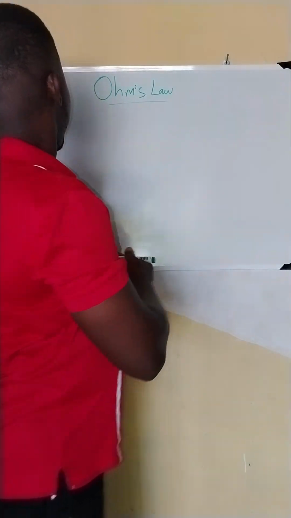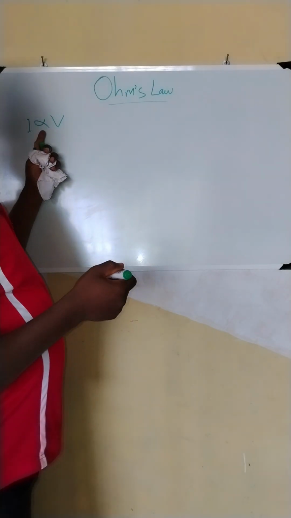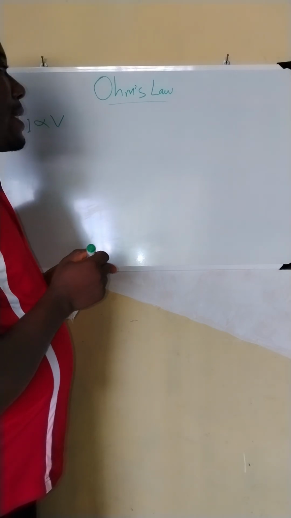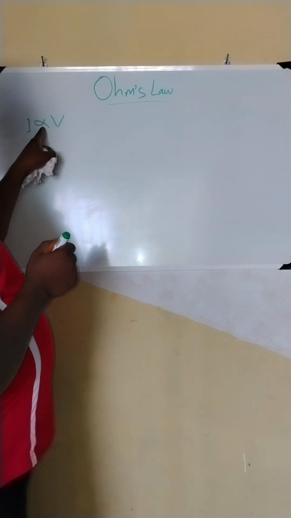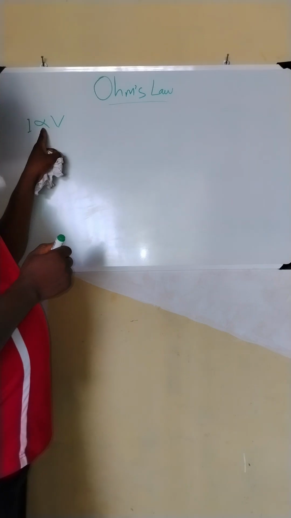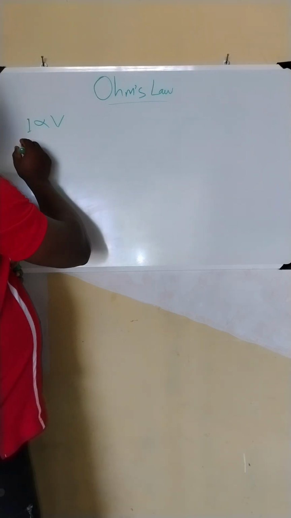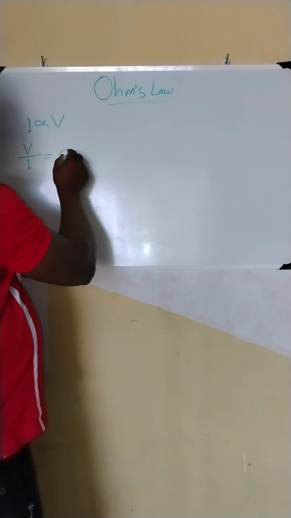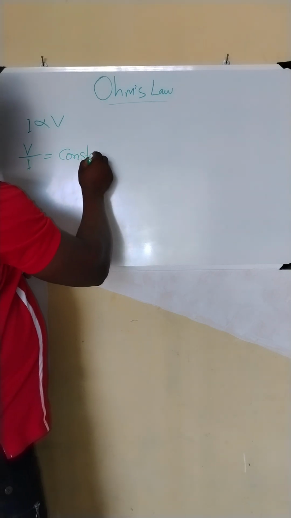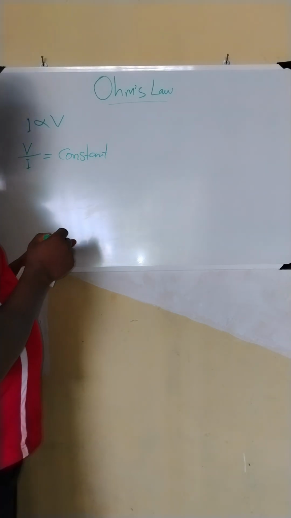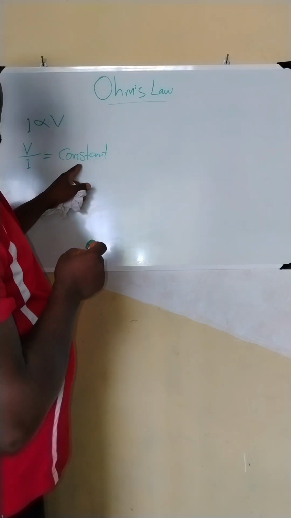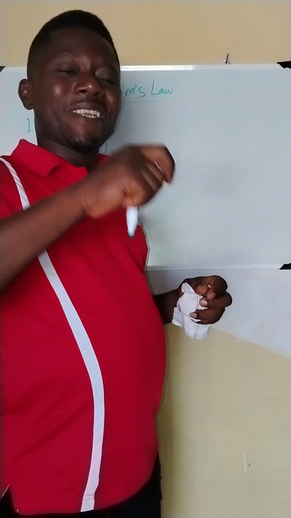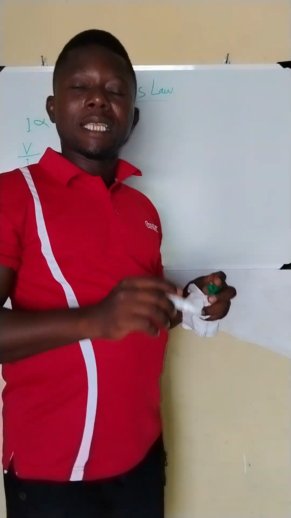All right. So here you are told that I varies directly as V. Now, when you remove this proportionality sign, it means that V all over I is equal to a constant. Now, this constant here is seen as resistance. It is the resistance of that conductor, that wire.